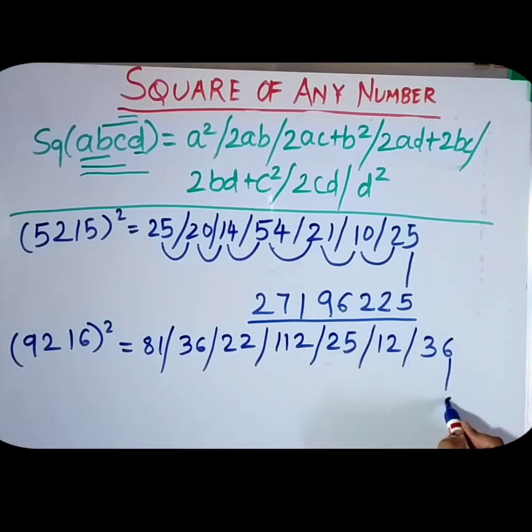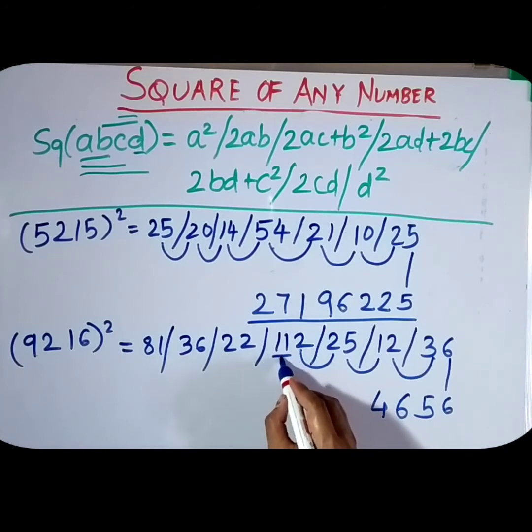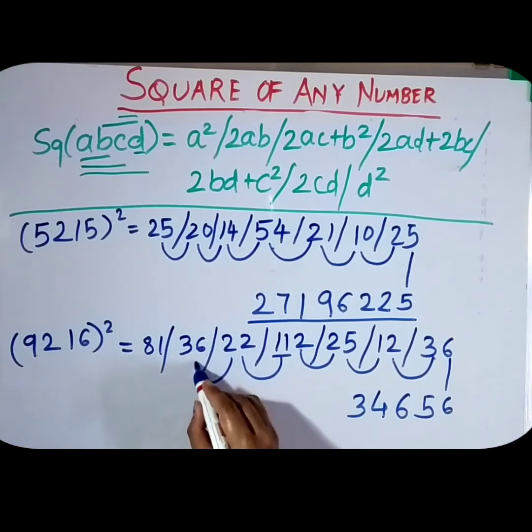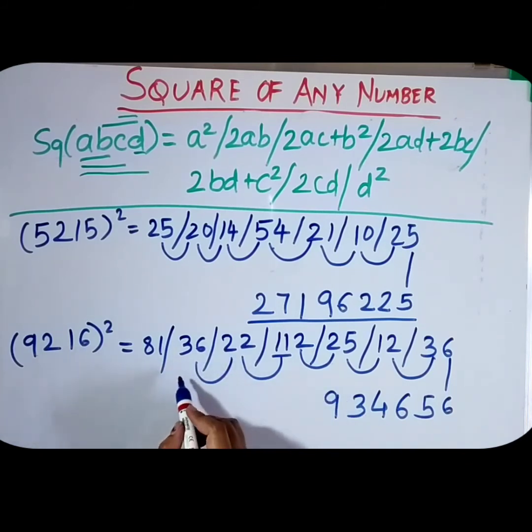So taking 6 as it is, 3 carry over 15, 1 carry over 26, 2 carry over 114. Now 11 carry over 33, 3. Again 3 carry over 39, 3 carry over 84. So the square of 9216 is 84934656. In this way you can calculate the square of any number of any length. Only what you have to understand is the logic behind it.